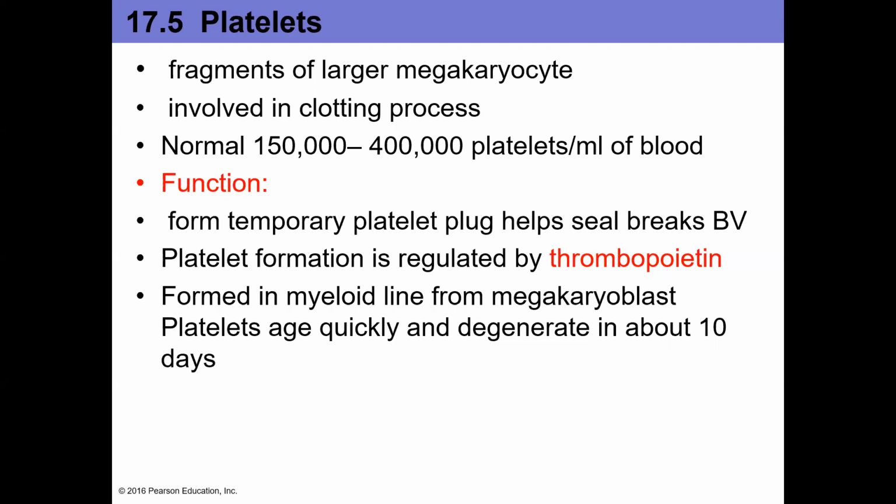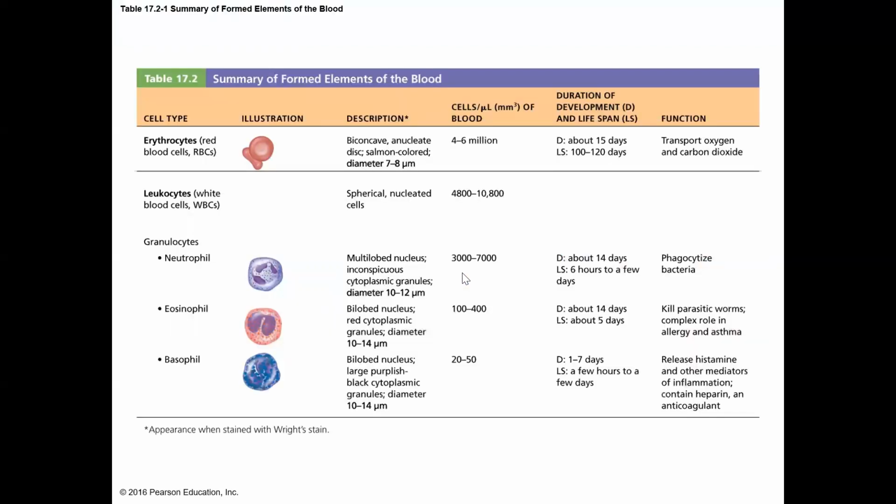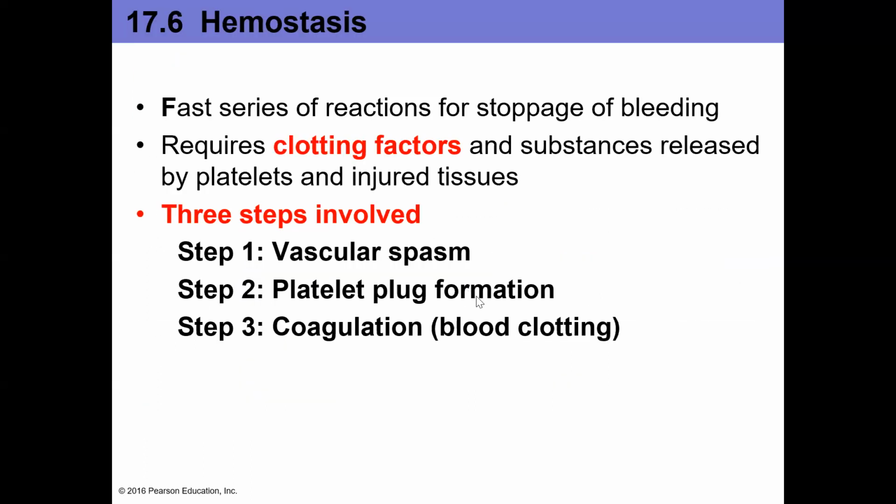The normal amount is about 150,000 to 400,000 per 1 ml of blood. They form a temporary platelet block that helps heal any broken blood vessels, and it's regulated by thrombopoietin. The platelets, as I said, help seal damaged vessels.